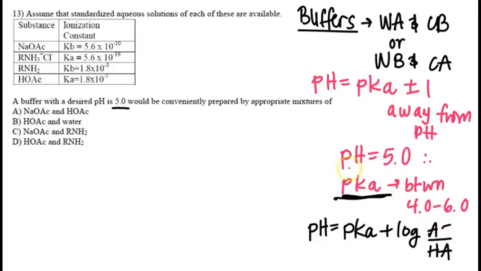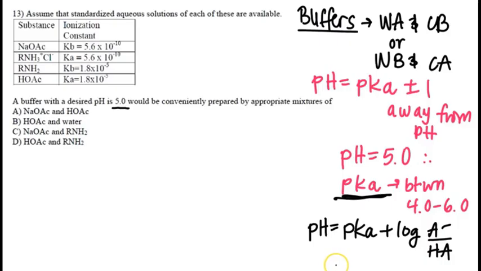But if we're looking for pKa values, that means we have to look for Ka values here based on what's given. And then finally, we also can use the Henderson-Hasselbalch equation, which states that pH is equal to pKa plus the log of A minus divided by HA. And this all is going to depend on the amount of information that you are given.